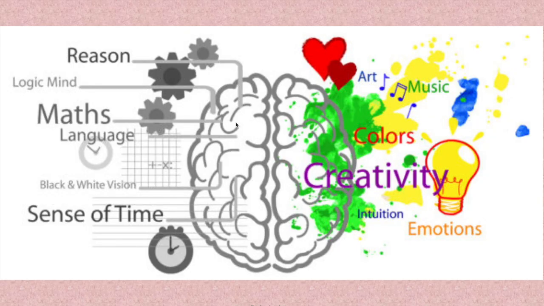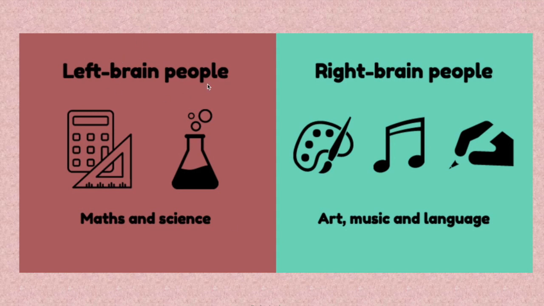The left brain is responsible for reason, logic, maths, language, vision, sense of time, whereas the right side, also looking more colorful here, is responsible for colors, art, music, creativity, intuition, and emotions. The left brain people are usually very good with science and maths, and the right brain people are good at art, music, and language, especially in case of poetry or fiction writing.